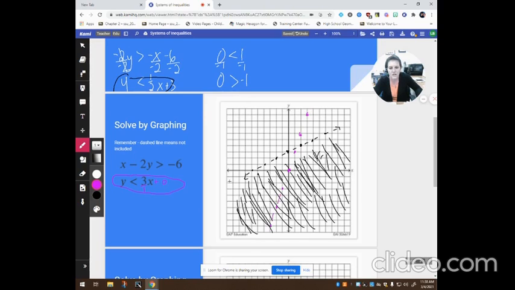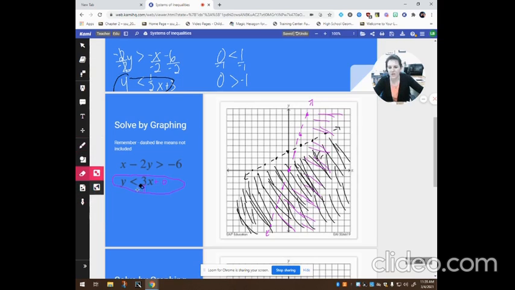And again, it's a solid line. We're not including the points on the line because it doesn't say that it's equal to. It says it's less than. And again, it's less than, so we're shading beneath it. So what area got shaded twice?